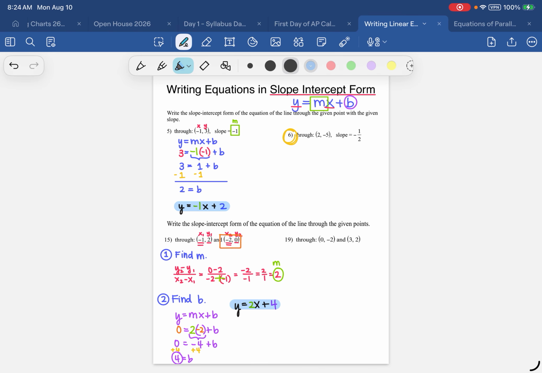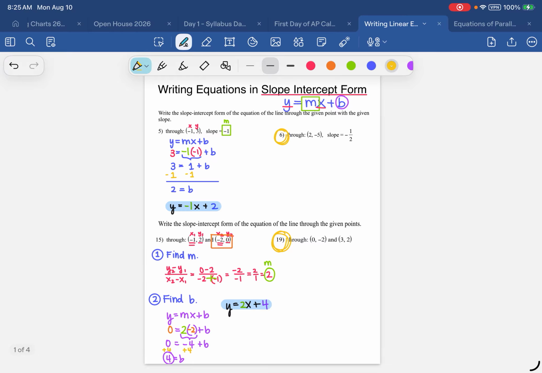Just like the earlier problem, I would like you to try the next example for the line that goes through 0, -2 and 3, 2. Pause the video here and try it on your own. Remember, you have to find m first by finding the slope between those two points, and then plug that slope and one of those ordered pairs in for x and y to solve for b. Make sure you write your answer as an equation in slope-intercept form. I'm happy to check your answers before you move on.